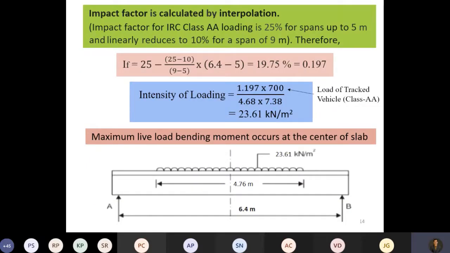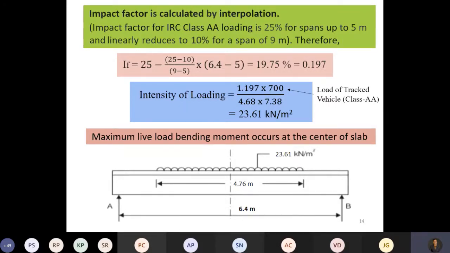Next, we have impact factor. A very important point related to live load is the impact factor. According to IRC class AA loading, the impact factor is considered 25% for spans up to 5 meter, and it linearly reduces to 10% for spans up to 9 meter. So for 5 meter span it is 25%, and for 9 meter span it is 10%. As the span increases, impact factor reduces. By interpolating, for our 6.4 meter span we get 19.75%, or you can increase the load by 0.197.